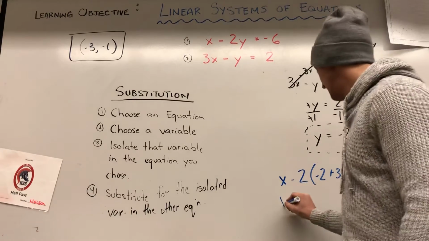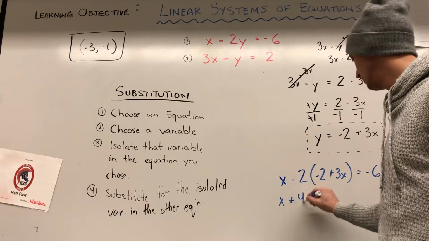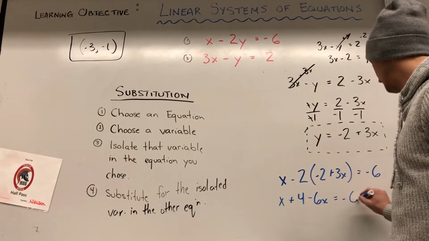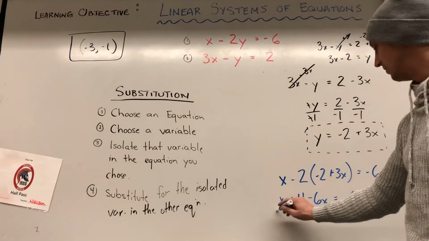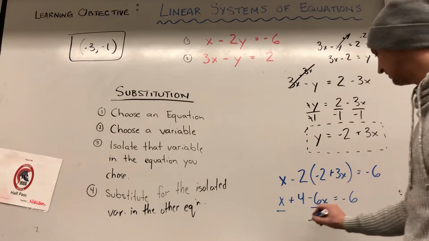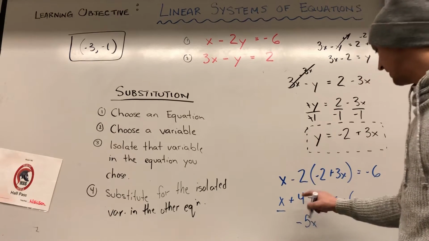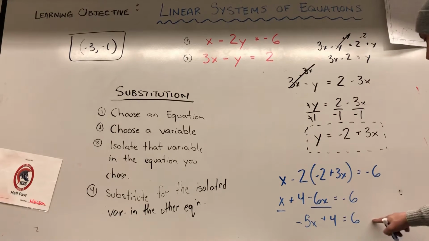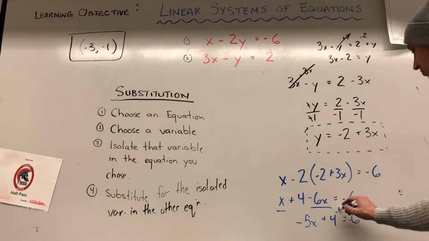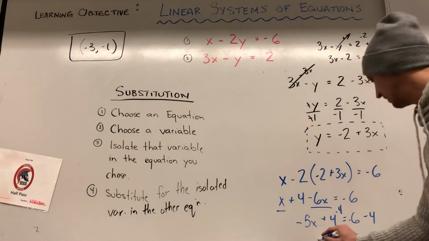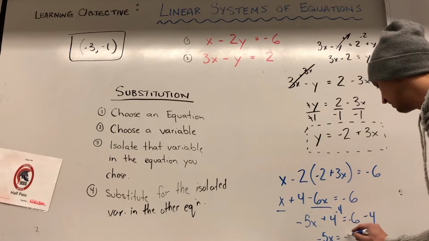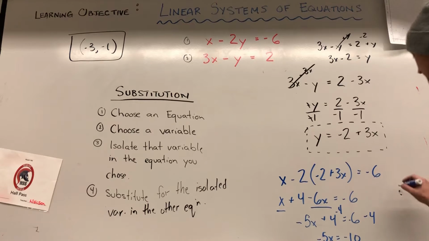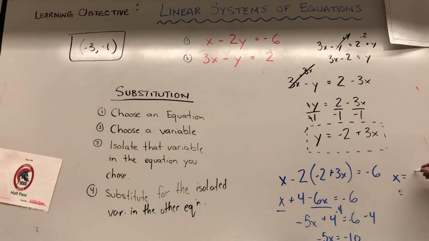Now I'm going to expand this: negative 2 times negative 2 is plus 4, negative 2 times positive 3x is negative 6x, is equal to negative 6. Now I'm going to isolate for my x's. I'm going to combine. I have 1x minus 6x is negative 5x, and then plus 4 is equal to negative 6. So I'm going to subtract 4, and I get negative 5x is equal to negative 10. Divide by negative 5, divide by negative 5. I get x is equal to 2.